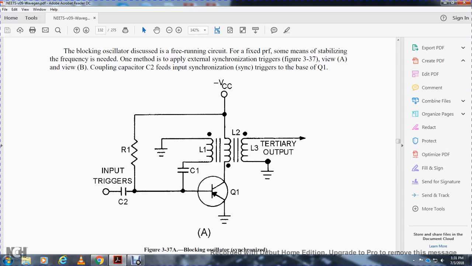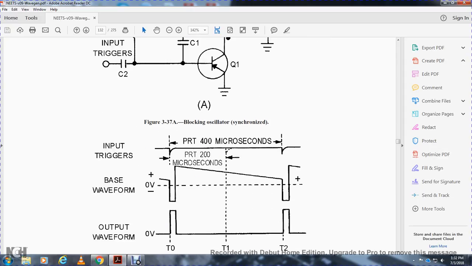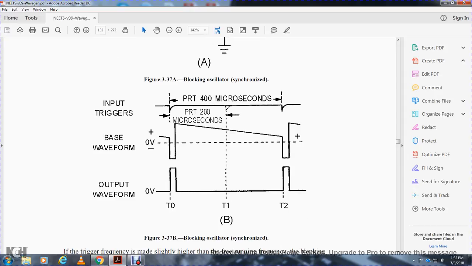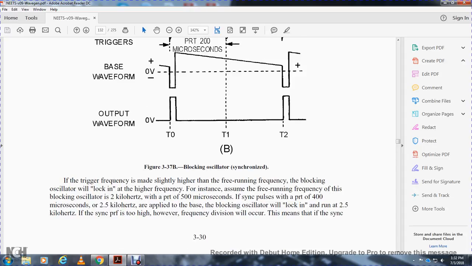Figure 337, basic blocking oscillator synchronized. Inputs go through capacitor 2, resistor 1, capacitor 1, inductor coil 1, and transformer iron core L2 and L3. Tertiary output, voltage, current, collector, emitter, grounded. Input triggers are pulse repetition time 400 microseconds and pulse repetition time 200 microseconds. Base waveform, output waveform, time 0 to time 1, time 0 to time 1 to time 2.